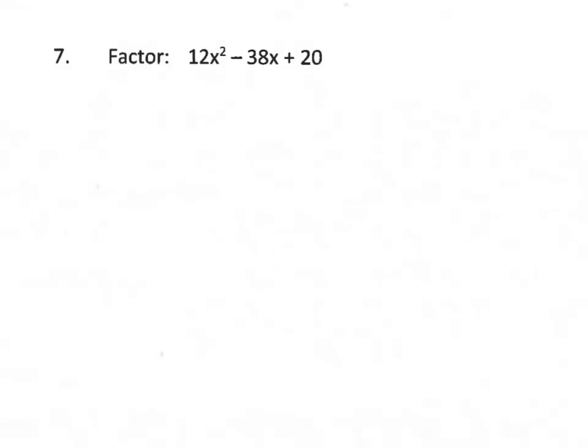Number 7 asks us to factor the following expression. Okay, so the first thing we want to do is we want to look at this and say, do we have a greatest common factor? Well, since all of these numbers are even, we can definitely pull out a 2. So let's start off by doing that. And that would leave us with 6x squared minus 19x plus 10. Okay, so now, even though we pulled out a greatest common factor, we still have a number other than 1 in front of the x squared.